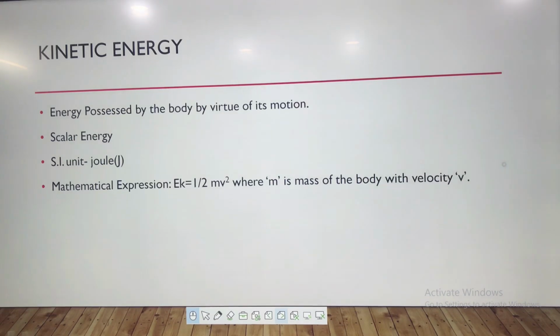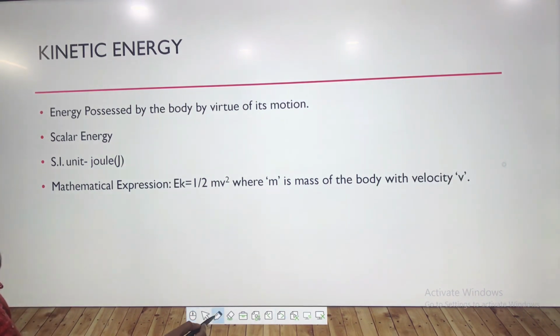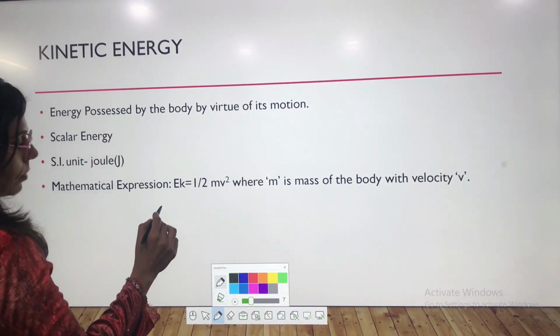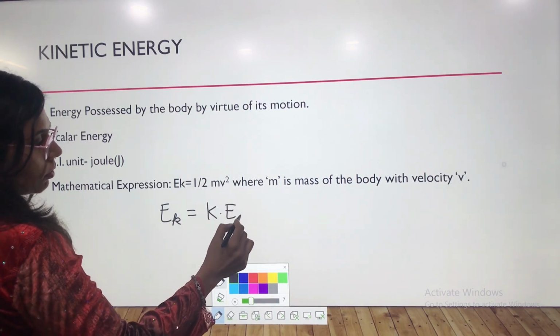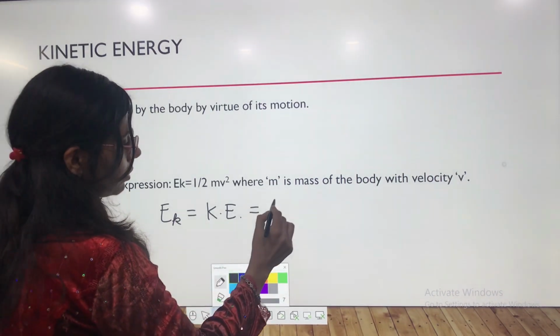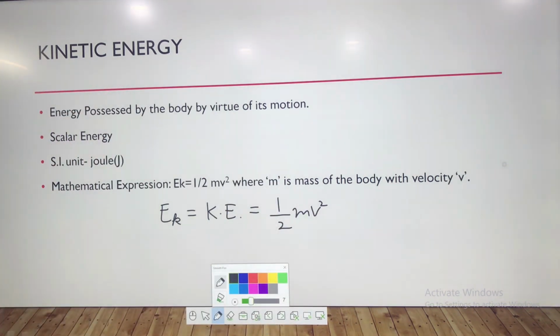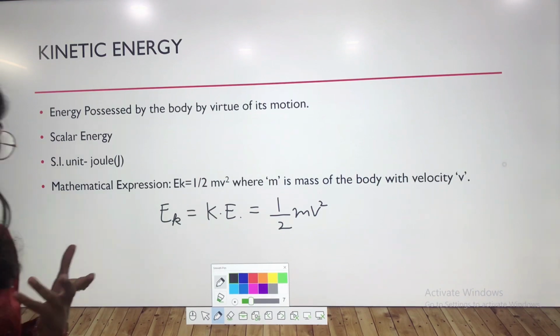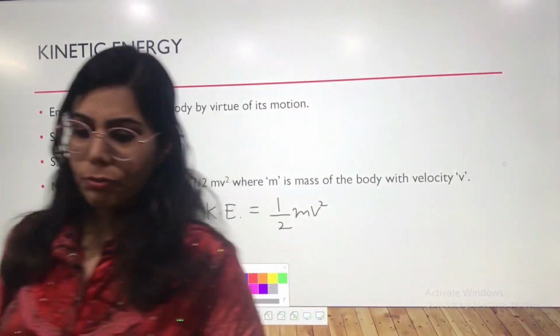Its SI unit is joule. Obviously, it is a form of energy, and its SI unit will be joule. The mathematical expression is half mv square. We can write it as Ek, or we can take it as K.E., that is kinetic energy, and that will be half mv square. So any kind of energy that is possessed by a body by virtue of its motion is kinetic energy. Let us proceed with more about it.